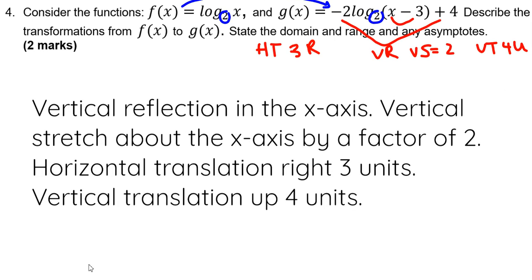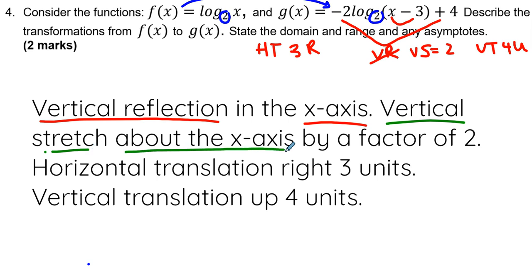So remember those requirements that I want you to do, with the exception of vertical reflections or horizontal reflections. What it is: a vertical reflection, where it is in the x-axis. There is no number associated with a vertical reflection, so we're good on that. What it is: a vertical stretch, where it is about the x-axis. How much it is, factor of 2.